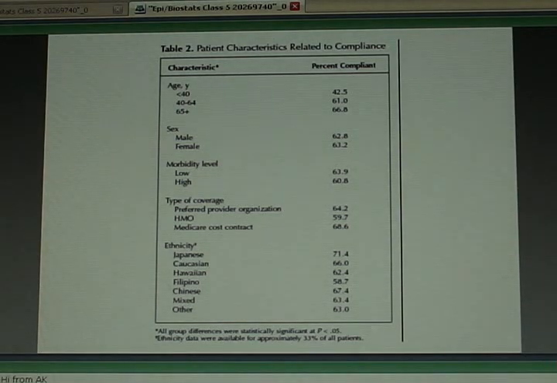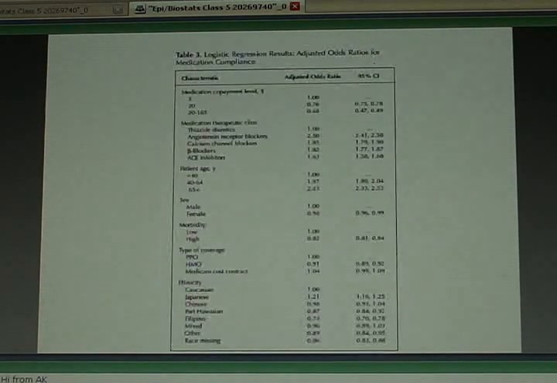But all these are crude associations. And notice there are no p-values added here, although there's a footnote saying all groups differ where statistically significant. Whether this p-value is appropriate or not is whether you feel that these differences are only reflecting the effect of age or sex or morbidity, whether they could be confounded by other factors. And if they are, you'd be better off doing an adjusted analysis. And that's what was formally done in the next table, table 3.